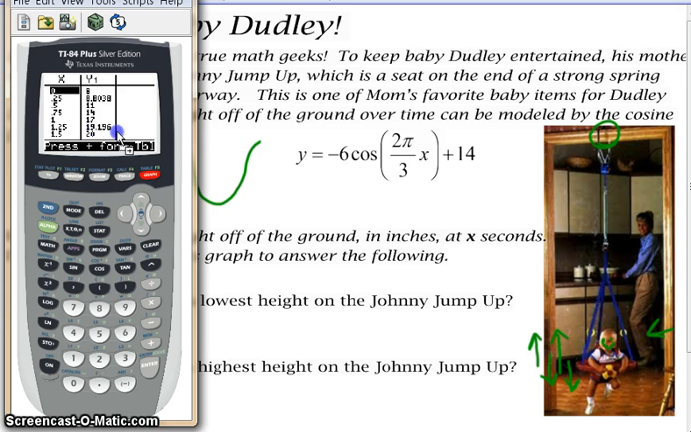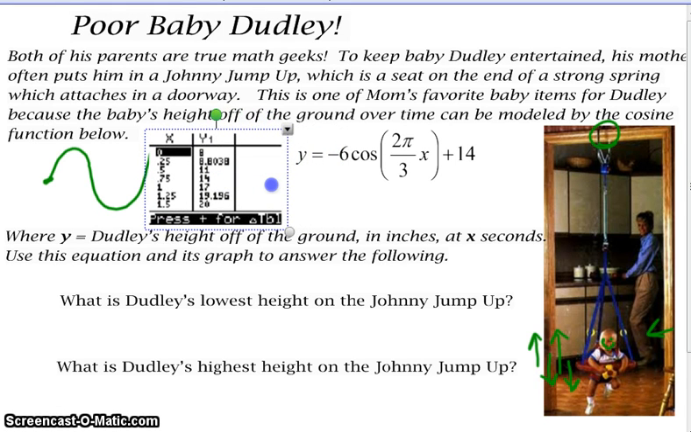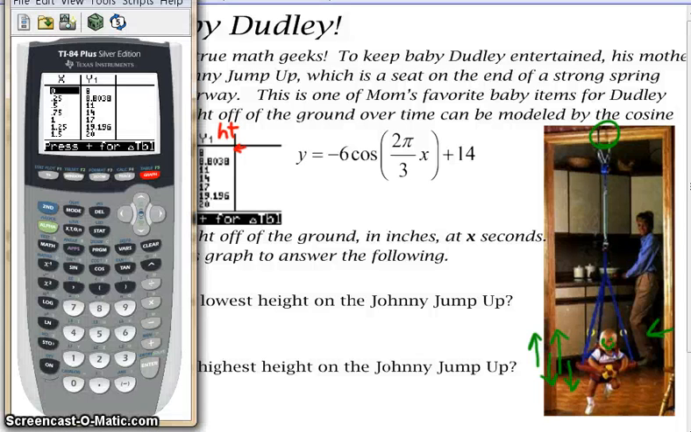Now when I look at my table, I see all kinds of different information here. These values under the X column are increasing by a quarter of a second. I get a little bit more detail about the heights off the ground. I can still see that his starting height is 8. And I can identify quickly what his lowest height is. If I scroll down little by little, I can see, oh, look what happened there. He hit a high at about 1.5 seconds, and then he started going down again.